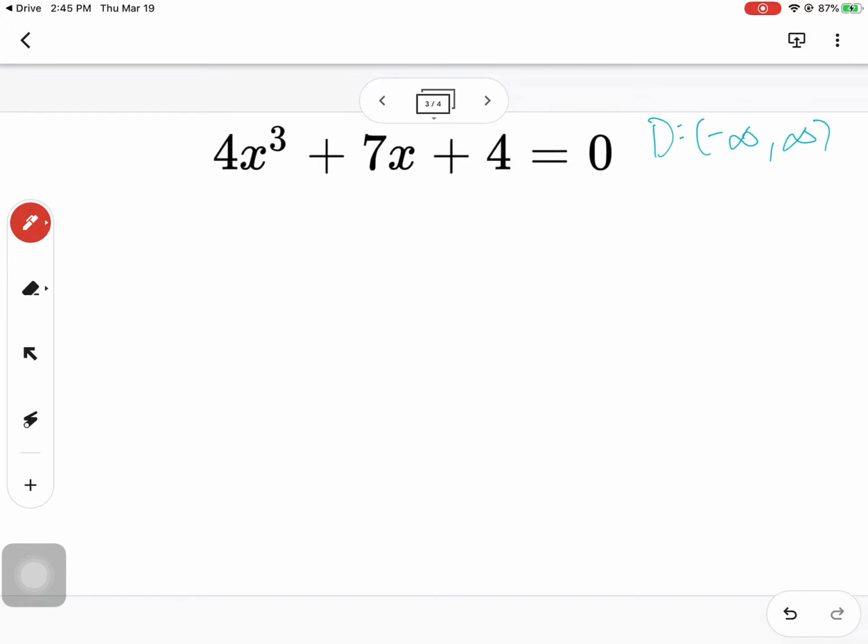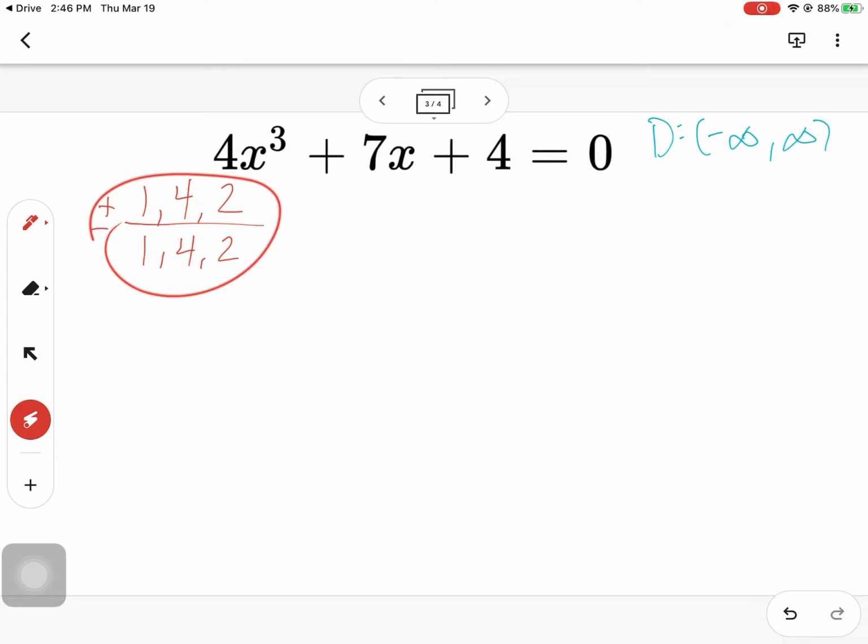So this is where we apply our rational root theorem, and we list out our possible zeros. Your possible zeros are when you take the factors of your last term, so the 4, and you write that on top, so 1, 4, and 2. And factors of your first term go on bottom, so again, 1, 4, and 2. The order doesn't matter. I'm not sure why I didn't write it in order. I apologize. And if you know what this fraction means, you're welcome to leave it like that, but if not, I would split it apart.